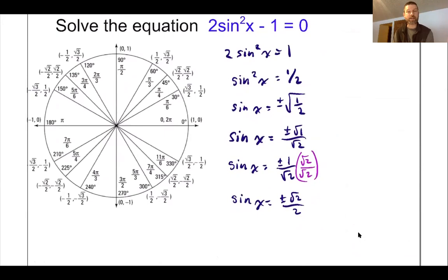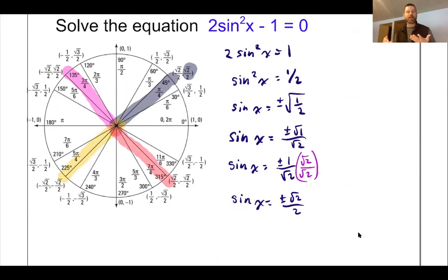Sine is the y value again. So y value square root of 2 over 2 right there at pi over 4. And again, right there at 3 pi over 4. And again at 5 pi over 4. And lastly, one more time at 7 pi over 4.